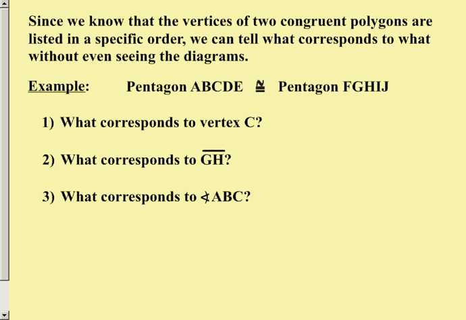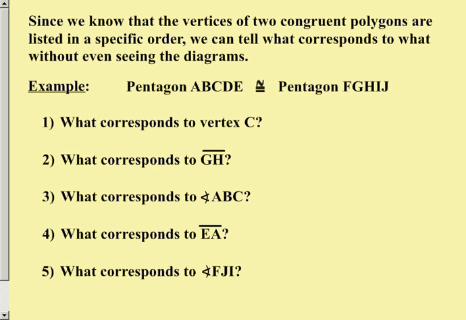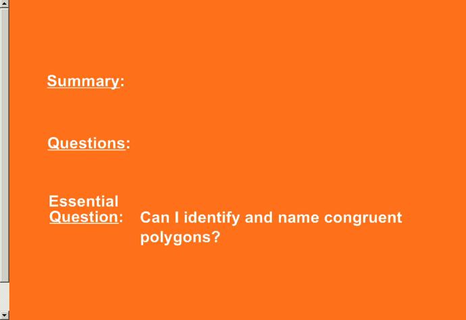Also, what corresponds to angle ABC, what corresponds to line segment EA, and what corresponds to angle FJI. Answer those 5. It shouldn't take you any more than about 30 seconds or so. And the last thing you would need to do is to write your summary, jot down any questions you may have, and always keep your essential question in mind. Can I identify and name congruent polygons? I appreciate you finding the time to get your notes taken care of. We'll see you in class.